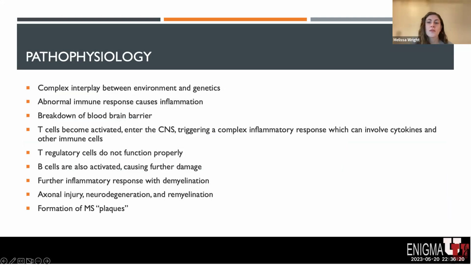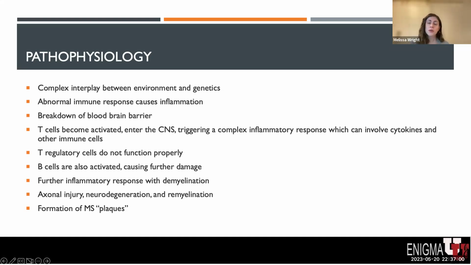There's been a significant amount of research undertaken to understand the pathophysiology of multiple sclerosis. As I mentioned on the previous slide, this disease is a complex interplay and interaction between environment, genetics, and the immune system. In multiple sclerosis, there's an abnormal immune response resulting in inflammation. This leads to breakdown of the blood-brain barrier and allows inflammatory cells to enter into the central nervous system. As part of this, T cells, which are cells that are part of the immune system, become activated and trigger a complex inflammatory cascade, which can involve cytokines and other immune cells.